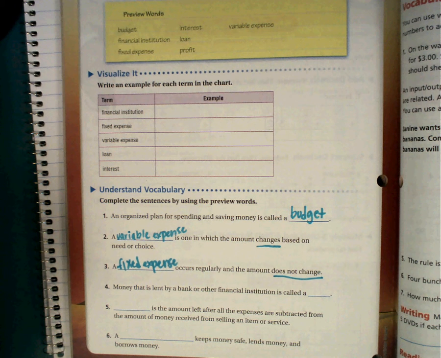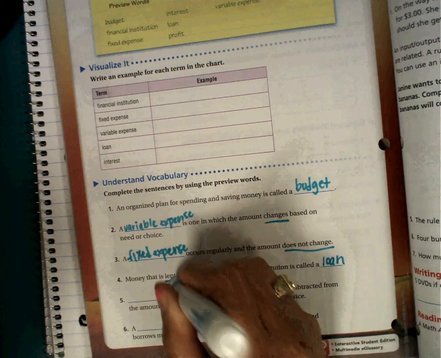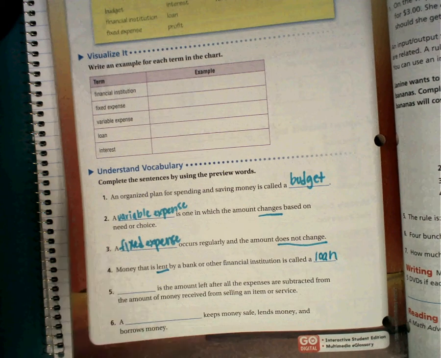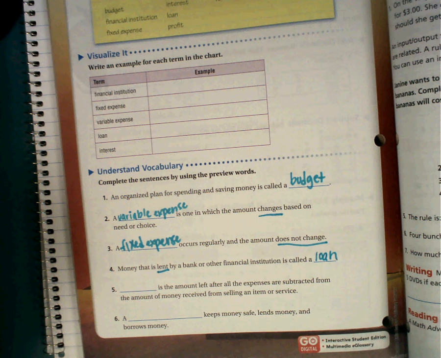Money that is lent by a bank or other financial institution is called a loan. So this word right here is just the past tense of loan. Lent by a bank. So it's like saying I lent you money, right? Not I lended you money, right? It would be lent you money. So a bank or a financial institution may give out loans. They may let you borrow money to buy a house. They may let you borrow money to buy a car or buy a video game. Just kidding. They're not going to give you a loan for that.